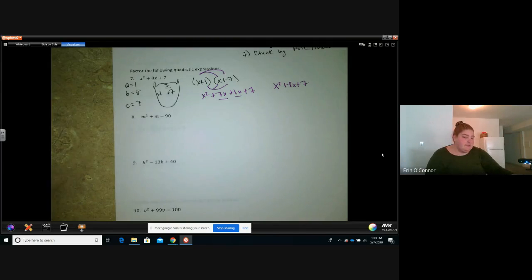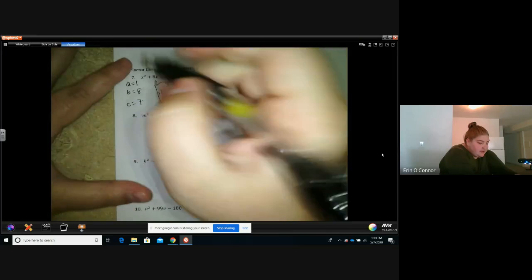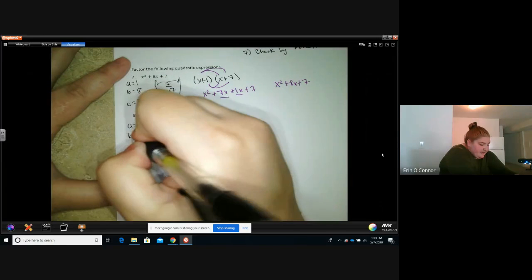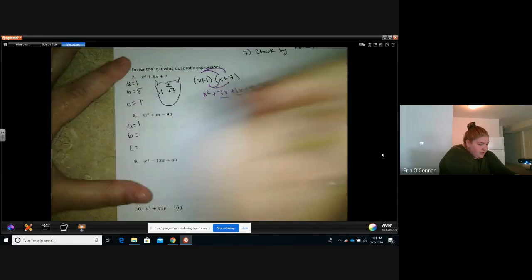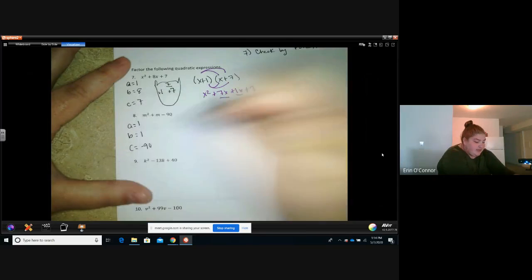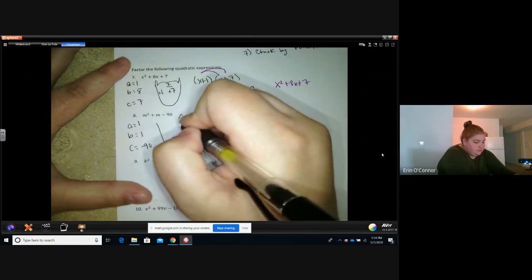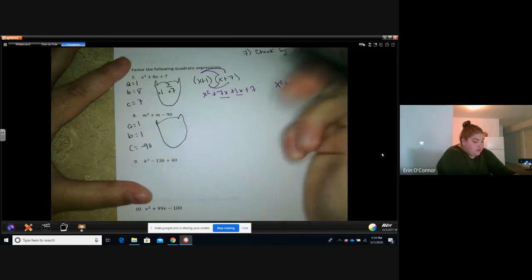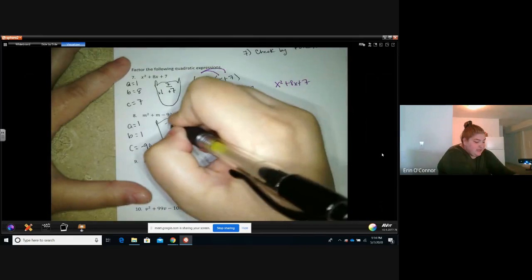The next one, sometimes you'll just get other letters in. It doesn't matter. It's still doing the same thing. So here, A, B, C is 1, 1, negative 90. So negative 90 times 1 is negative 90.